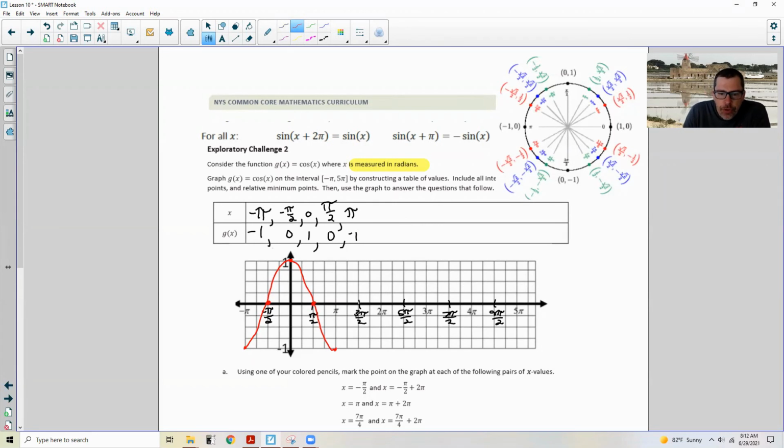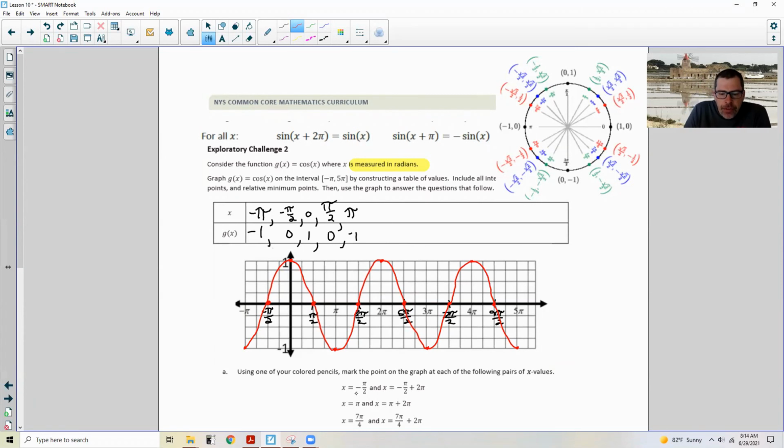So 3 pi over 2 is going to be 0. 2 pi is going to be 1. 5 pi over 2 is going to be 0. 3 pi is going to be negative 1. 7 pi over 2 is going to be 0. 4 pi is going to be 1. 9 pi over 2 is 0. And 5 pi is going to be negative 1. So I'll just draw this in. Okay, so here's the graph completed from negative pi to 5 pi.